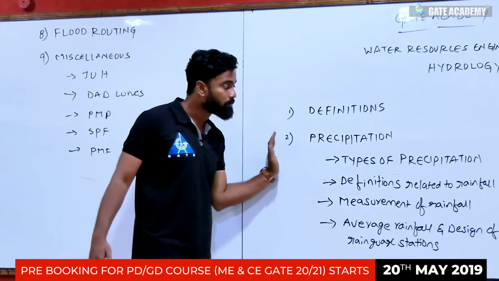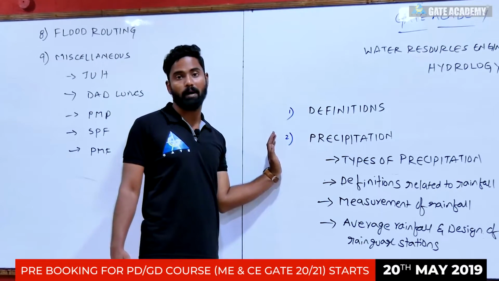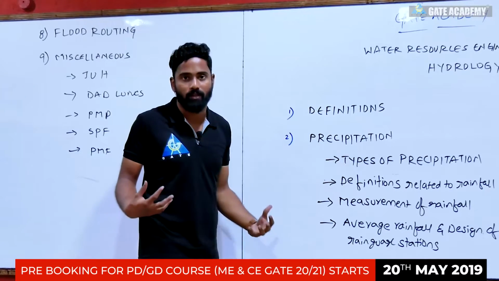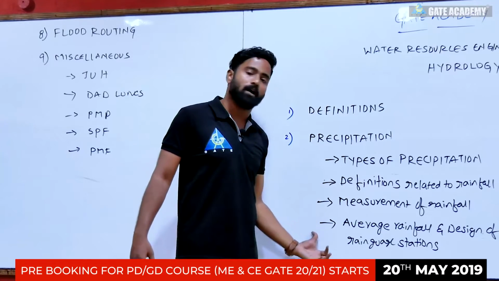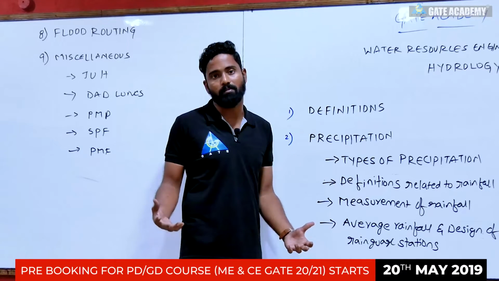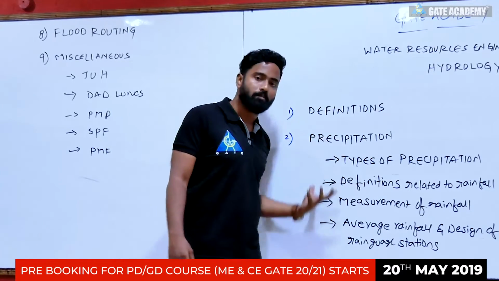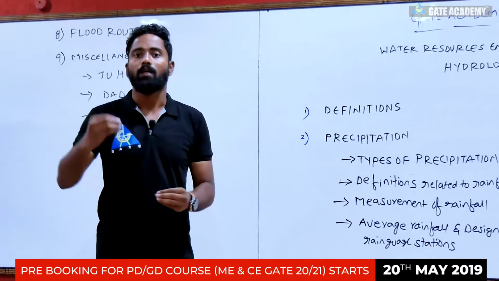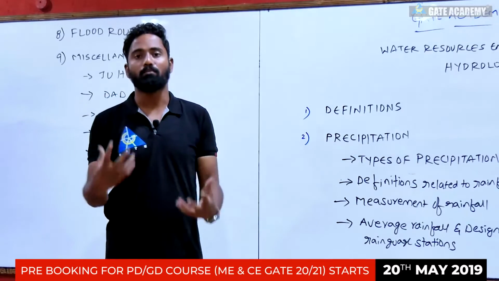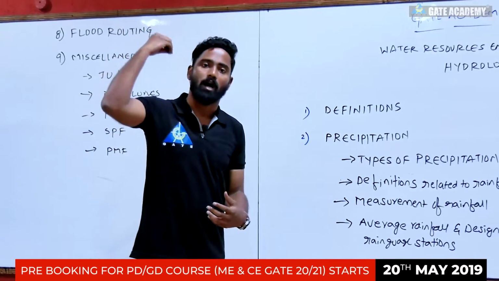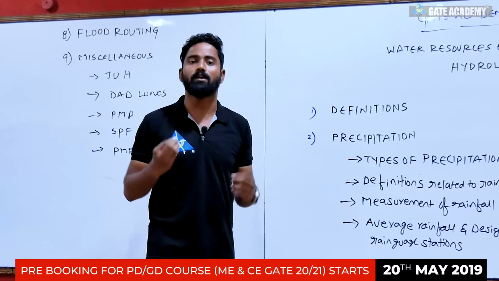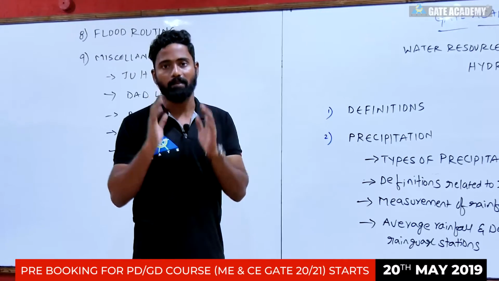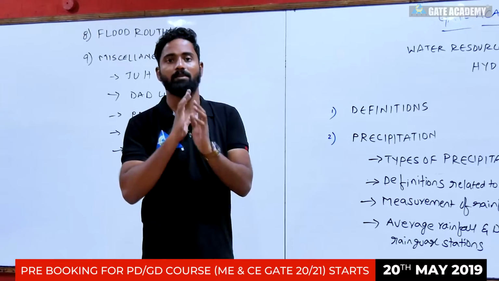And coming to the next part, precipitation, which is the important part in hydrology. Many a time the GATE question is being asked from precipitation, and in engineering services minimum 10 marks is being asked from precipitation. In precipitation, the name itself says precipitation means the mode of water, whatever the mode, if water reaches from atmosphere onto the earth, then it is called precipitation. It can be rainfall, it can be snowfall, it can be glaze, it can be drizzle, it can be sleet.